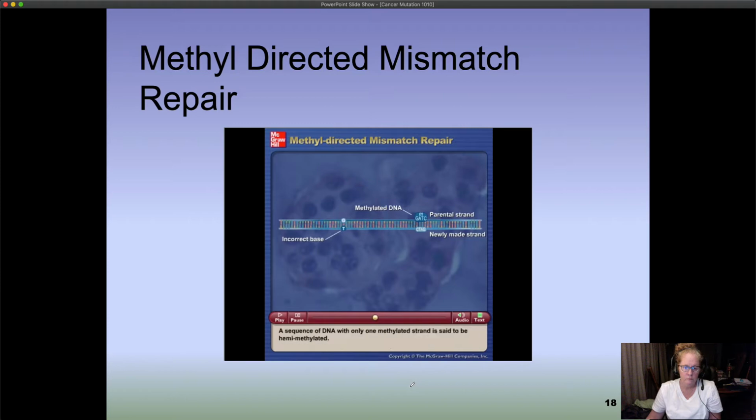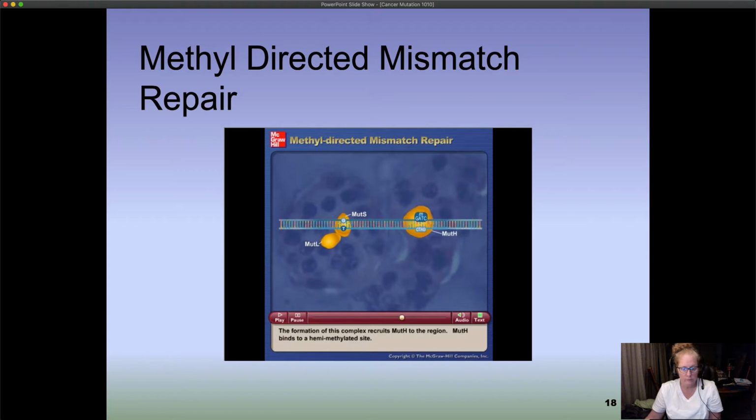A sequence of DNA with only one methylated strand is said to be hemimethylated. Actual recognition of a base pair mismatch is the role of the Mut-S protein. Mut-S binds to a mismatch site and forms a complex with another protein, Mut-L. The formation of this complex recruits Mut-H to the region.